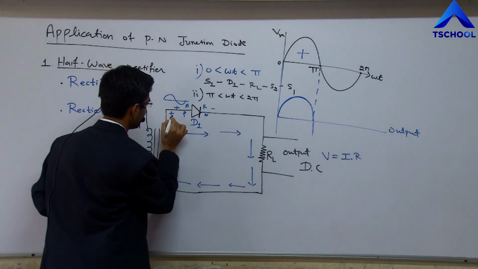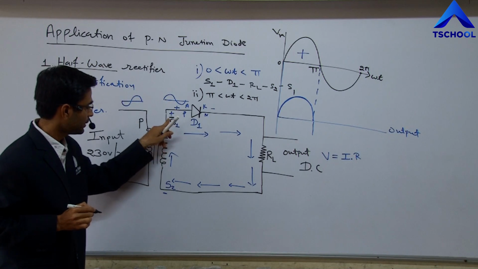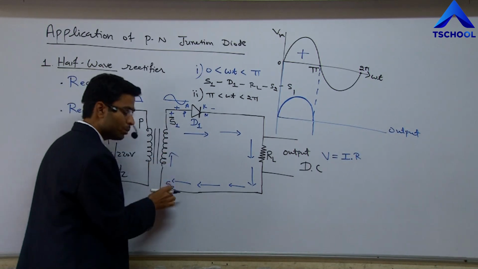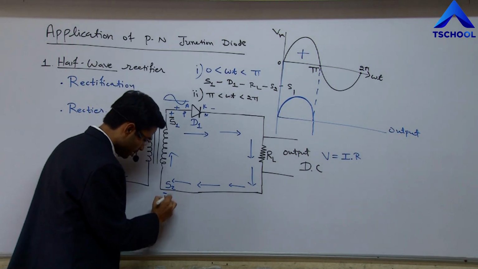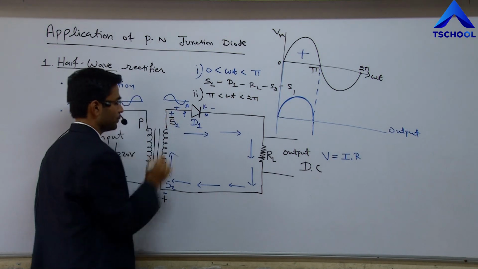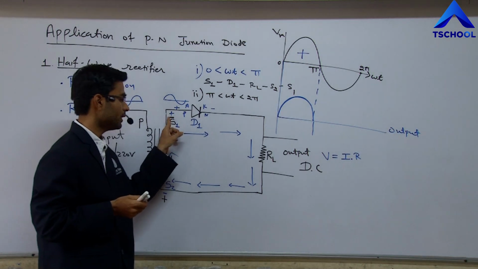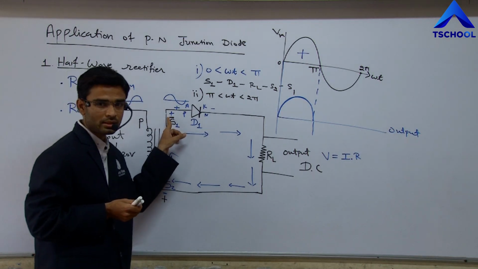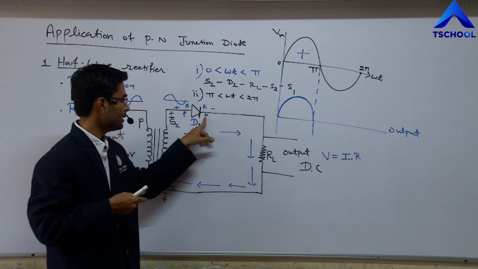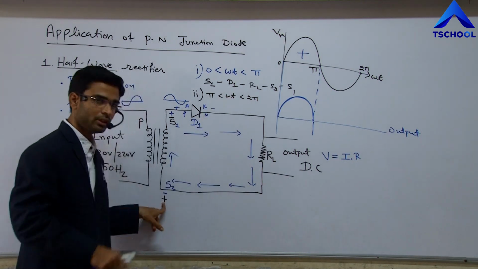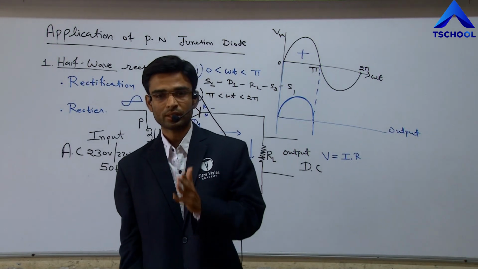S1 terminal becomes negative as compared to S2. In the second half cycle, S2 becomes positive and S1 becomes negative. Means the P section is connected to the negative terminal of the battery, and the N section is connected to the positive terminal of the battery. Means here the diode is in reverse bias mode.